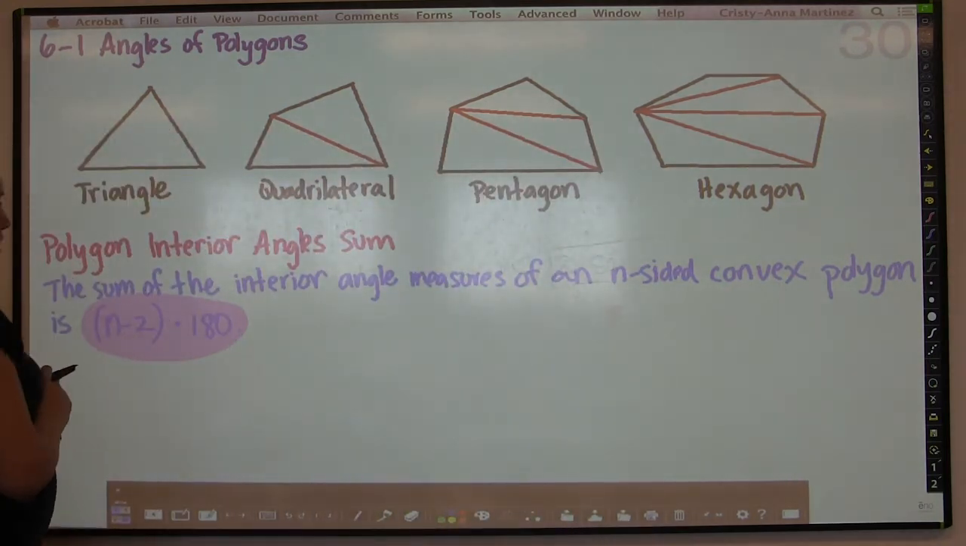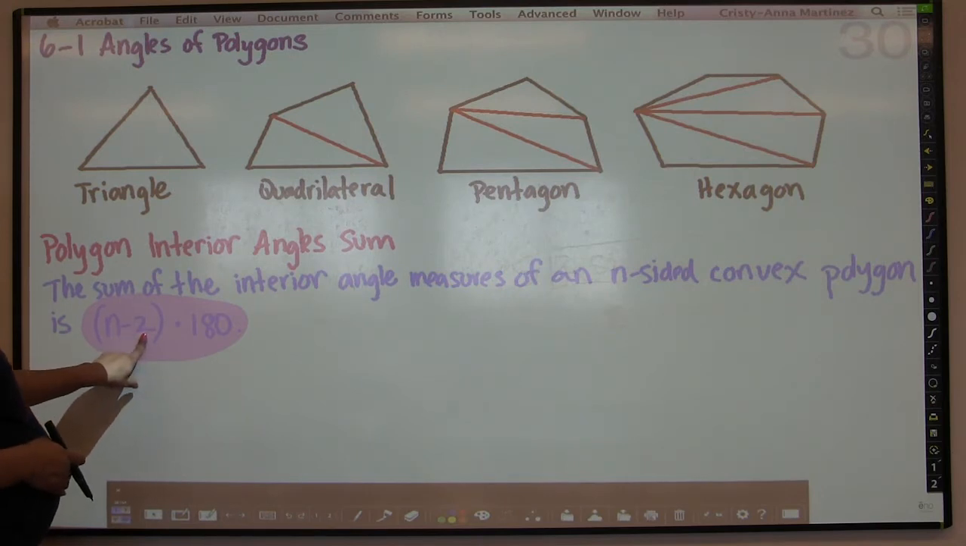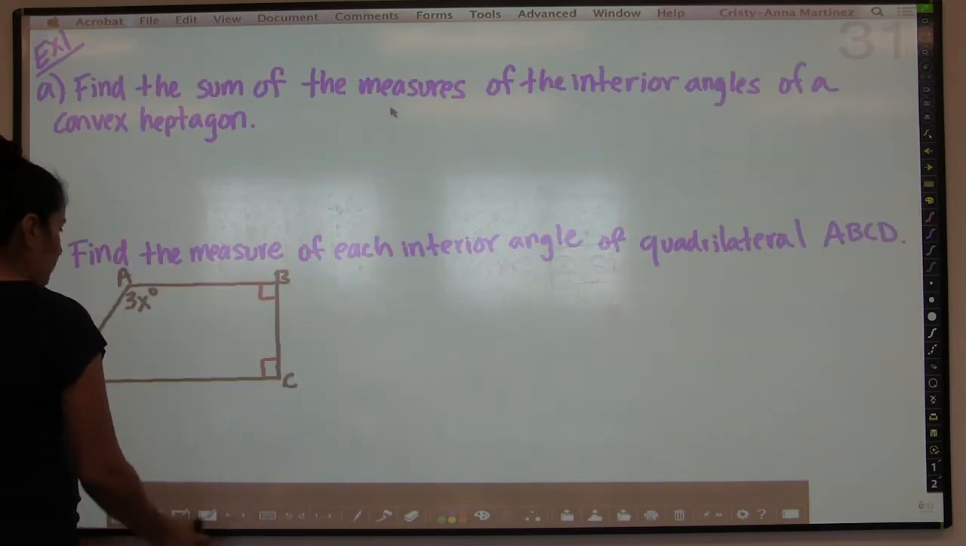The sum of the interior angle measures of an n-sided convex polygon is n minus 2 times 180. So the number of sides minus 2, the vertices that are consecutive, times 180. And we're going to use that to do some examples here.